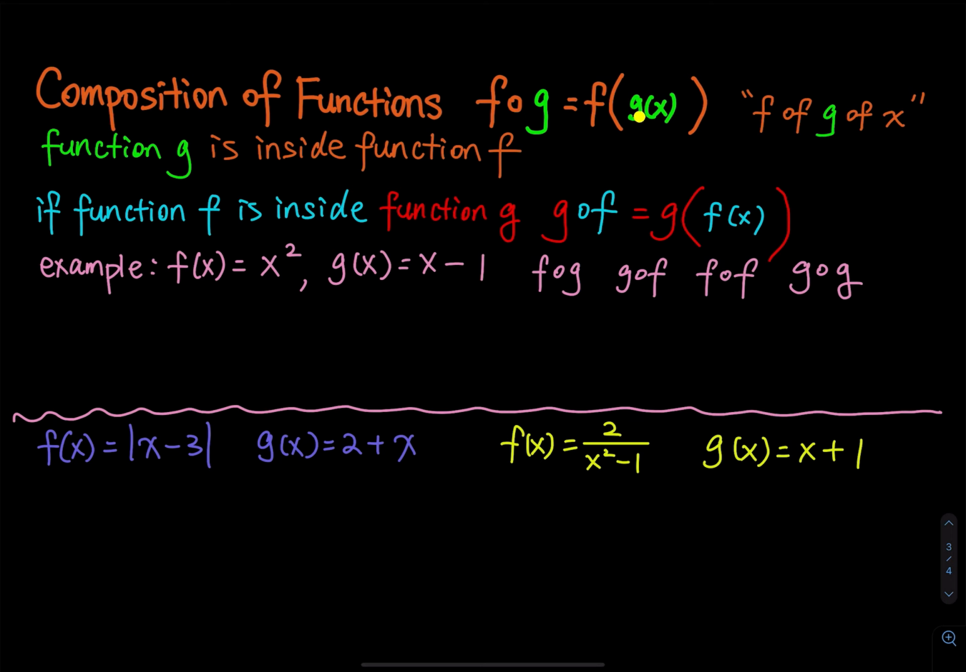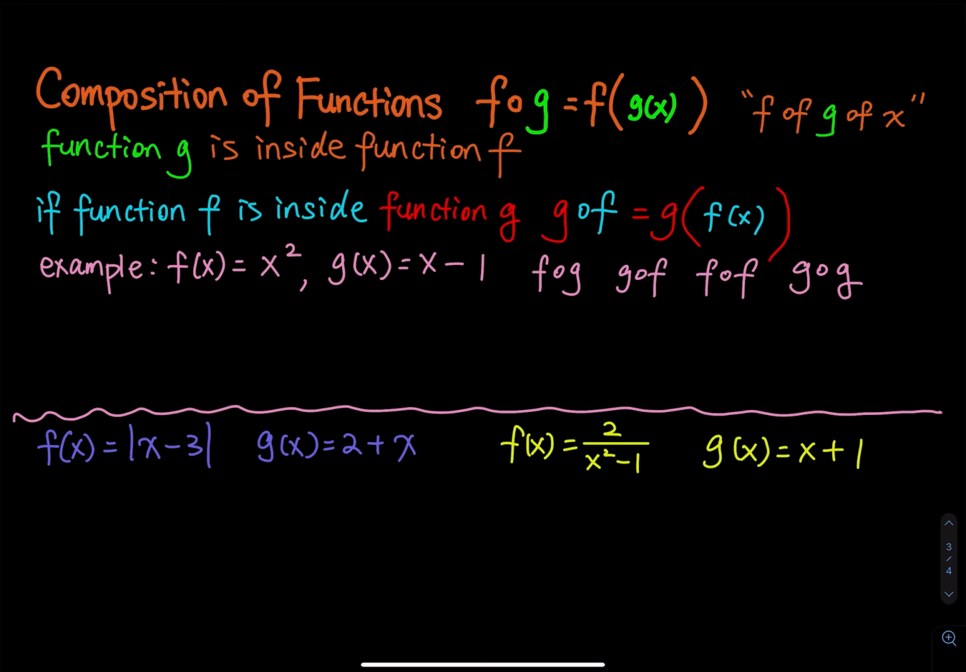So the way we read this is f of g of x. So we have x as the independent variable. We have a function g inside a function f. So function g is inside function f. You can put function f inside function g. So the way we write this is we call that g o f. So g o f is g of f of x. Again, g of f of x. We have function f inside function g, and then x is an independent variable.